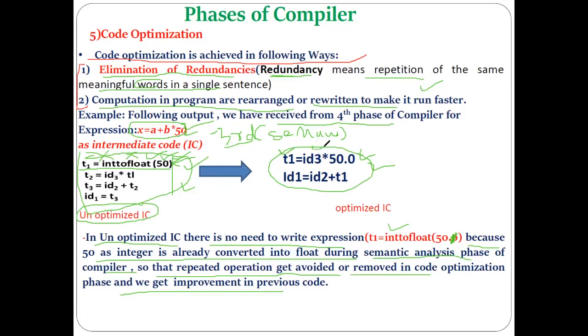Now what is the id3? id3 is nothing but your b. id3 is nothing but what? Your b. And that is the reason you get this first optimized IC as t1 equal to id3 into 50.0, because the conversion of 50 into 50.0 is already done. That is the reason we write here t1 equal to id3 into 50.0. The same instruction you can also write in this way: t1 equal to b into 50.0. That is also correct, no problem.